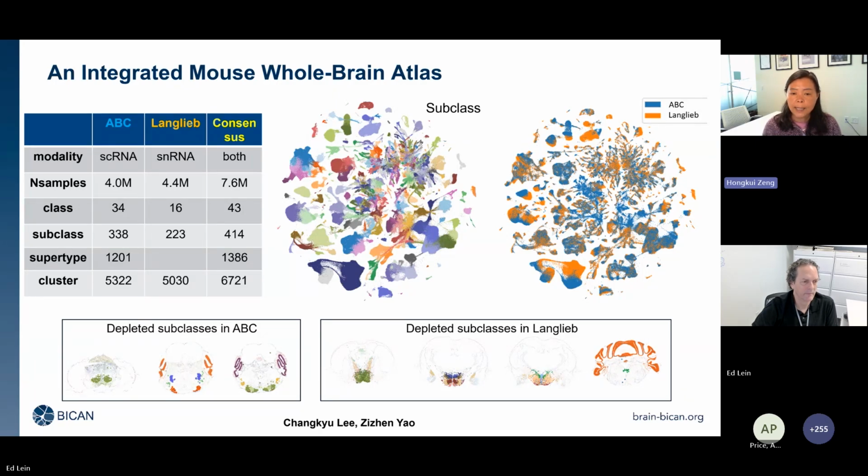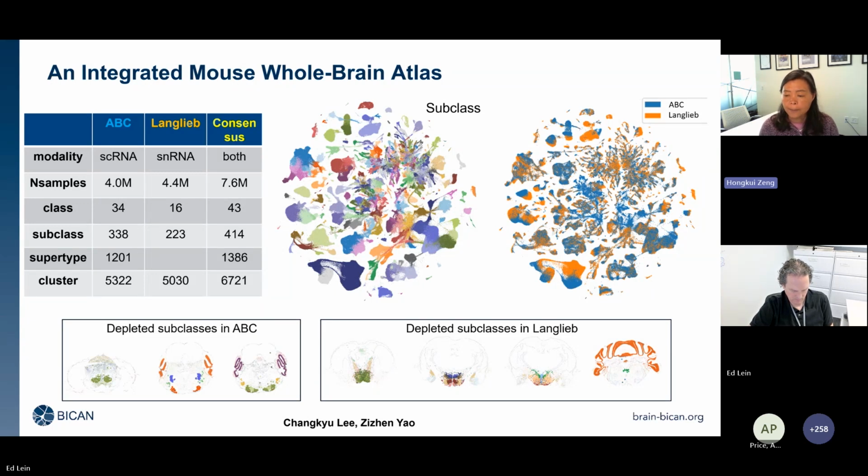clusters. The two data sets, as shown in the UMAP here, have been integrated really well, even though there are still some differences in single cell and single nucleus data. We are able to match them all the way down to cluster level. And we have now reached a higher number of clusters, 6,700 now, compared to about 5,000 that we defined before. And this increased cluster number is mainly because of the complementarity of the two different data sets, with some subclasses or clusters depleted in one data set, but present in the other.